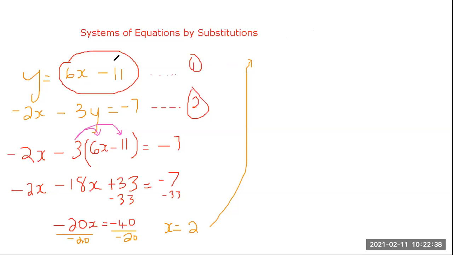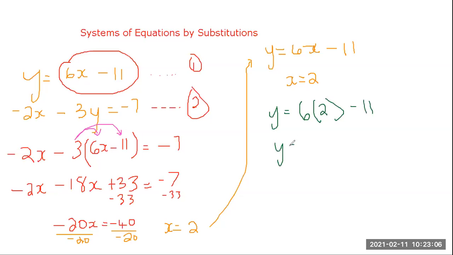I'm going to take equation 1. You could take whichever equation you want. I'm going to take equation 1 and say, y is equal to 6x minus 11, and x is equal to 2. So I'm going to substitute x equals 2 into that equation. So y is equal to 6 times 2 minus 11. So y is equal to 12 minus 11. y is equal to 1. So my answer is (2, 1).